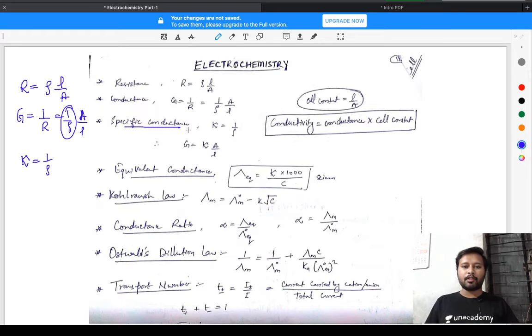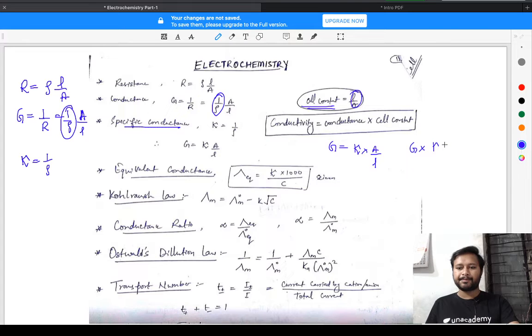So now you can substitute all the values over here. Your conductance G is equal to 1 by rho. In the place of 1 by rho, I can write kappa, which is the specific conductance, into A by L. Now A by L has no meaning, but L by A is called the cell constant. So we call L by A the cell constant.